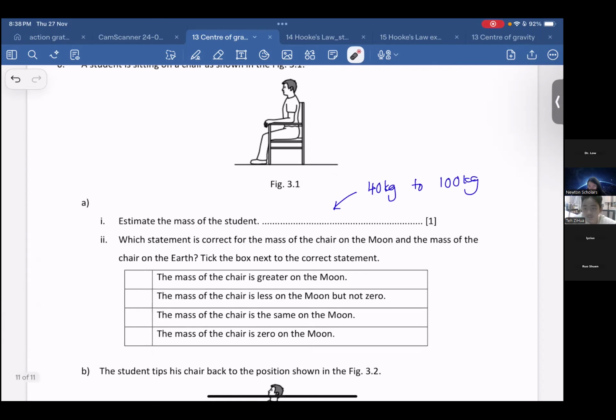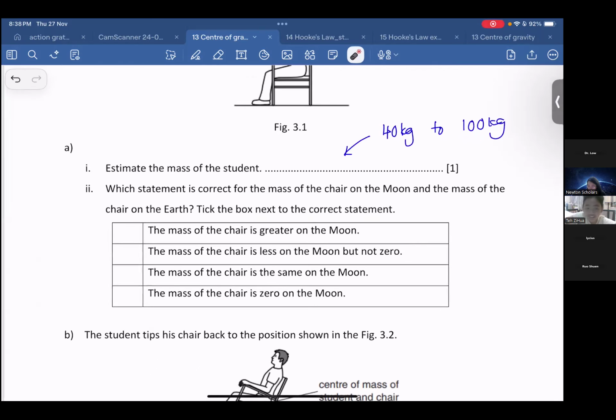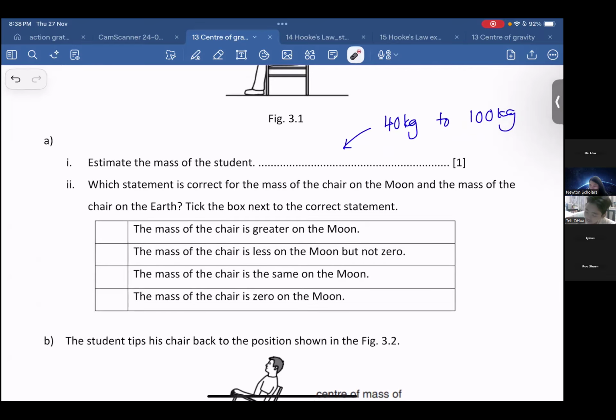Okay, dear. Here, which statement is correct for the mass of the chair on the moon and the mass of the chair on the earth? What do you think? 1, 2, 3, 4. Which one is correct?